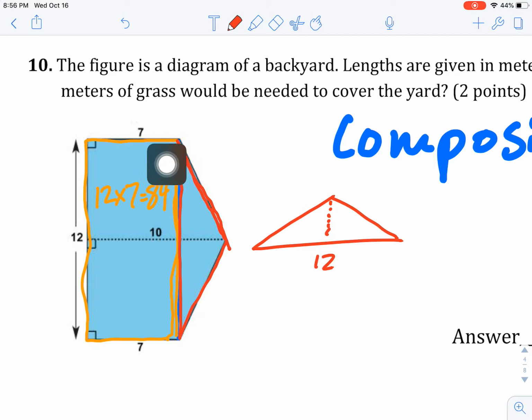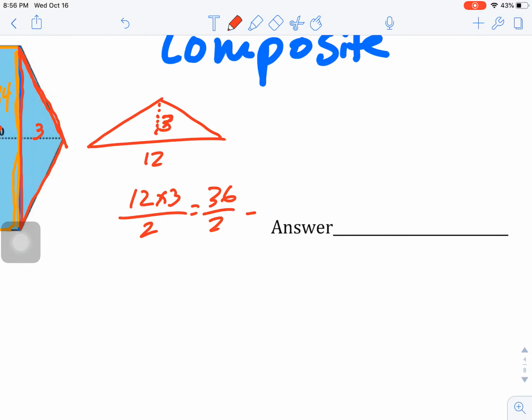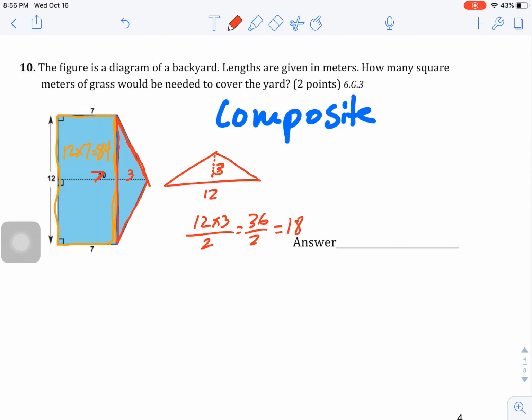So I can use what's on the problem, that this whole line is 10, this much is 7. So to find just that part, I can do 10 minus 7. That leaves me with 3. So our triangle is 12 times 3 divided by 2. That's equal to 36 divided by 2. That's equal to 18. So now I should be able to add up the triangle's area plus the rectangle's area.